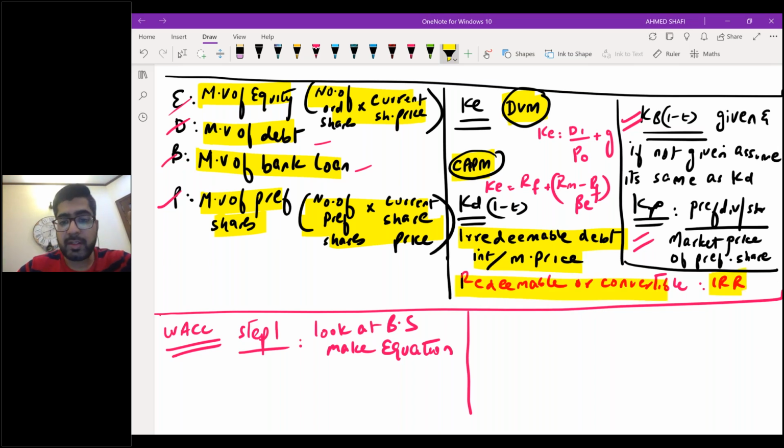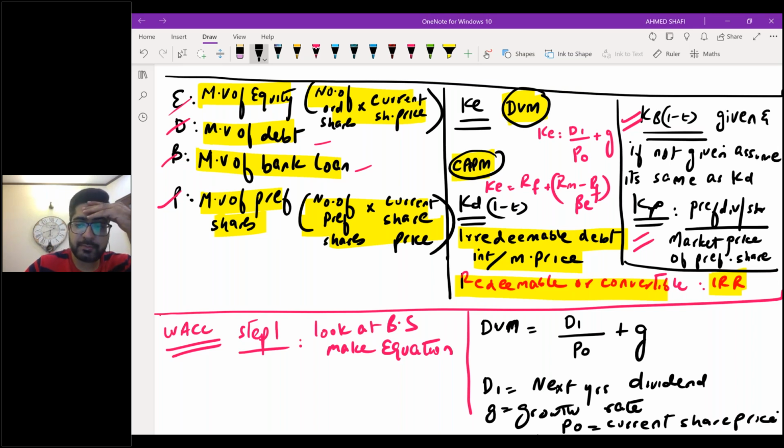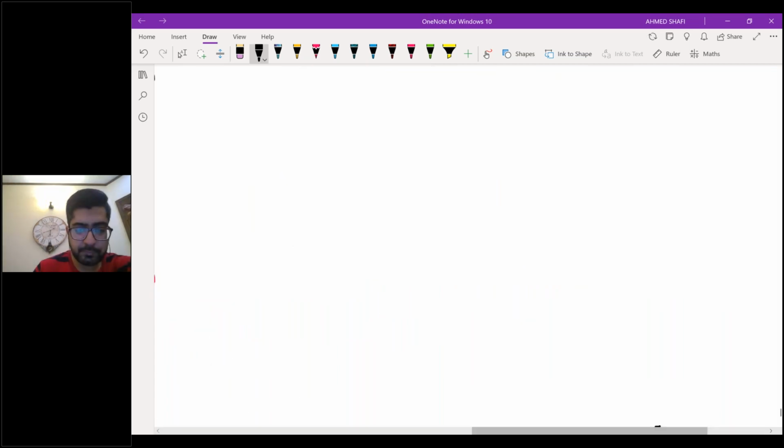And for KE, there are two methods. Dividend valuation model, which states KE is D1 over P0 plus G. D1 stands for next year's dividend. G stands for growth rate, and P0 stands for current share price. Ex dividend. Ex dividend means excluding dividend.